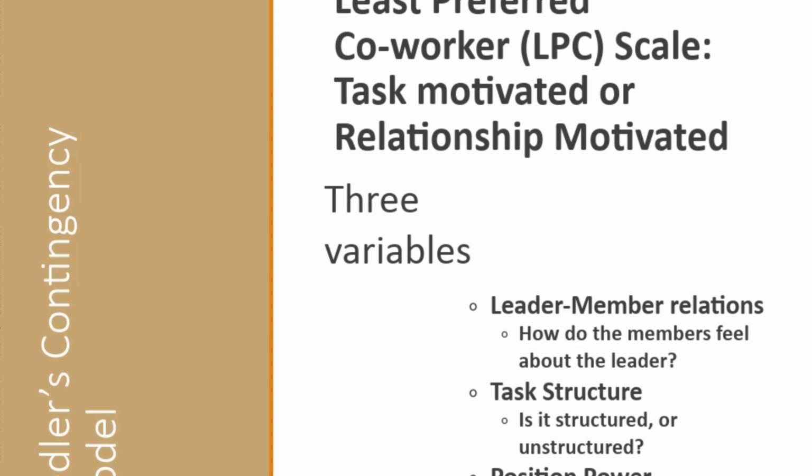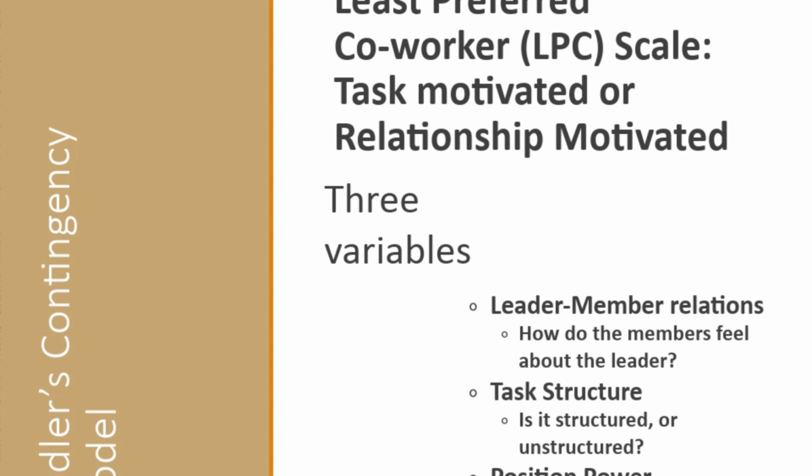Relationship motivated leaders are concerned with developing interpersonal relationships, while task motivated leaders are focused on the tasks. Leaders who score high on the scale are said to be relationship motivated, and those who score low on the scale are identified as task motivated. In addition, Fiedler suggested that situational favourableness can be characterised by leader-member relations, task structure, and position power.